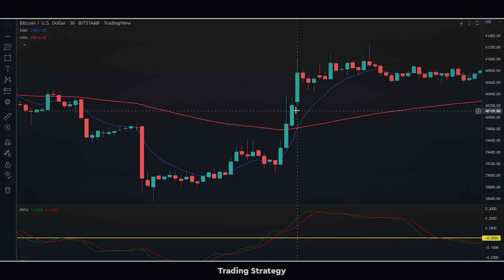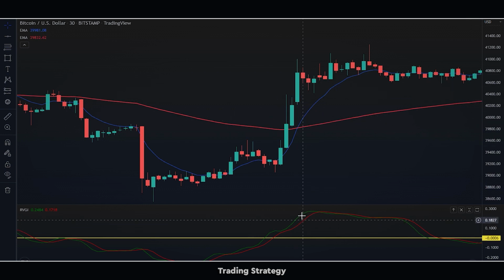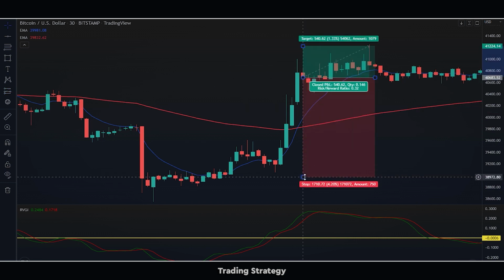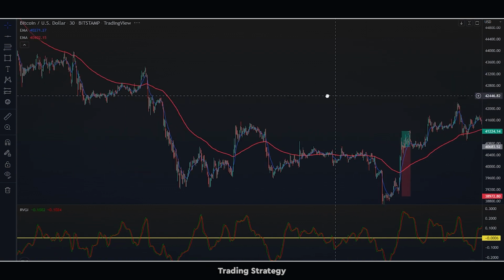Continuing with our strategy, we will make a buy trade when the blue EMA crosses the red one from the bottom up, and also the RVI is above 0. We will put our stop loss below the last low and our take profit at support and resistance zones with a minimum risk-benefit ratio of 1:1.